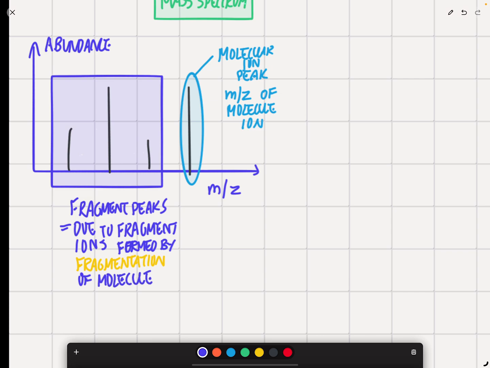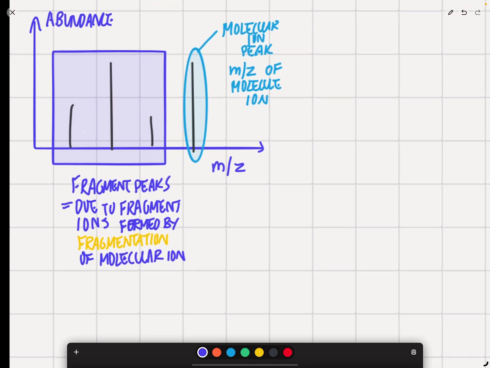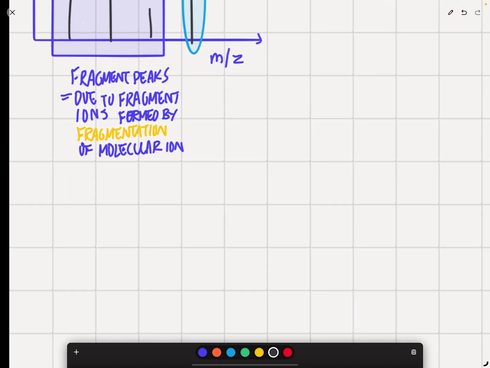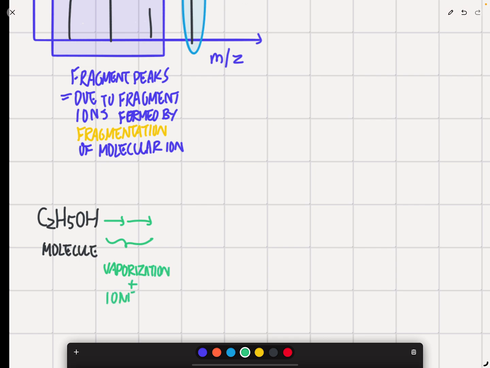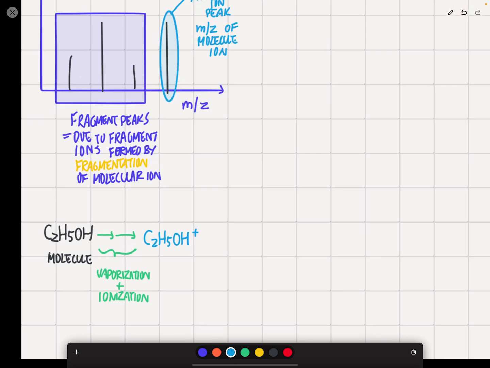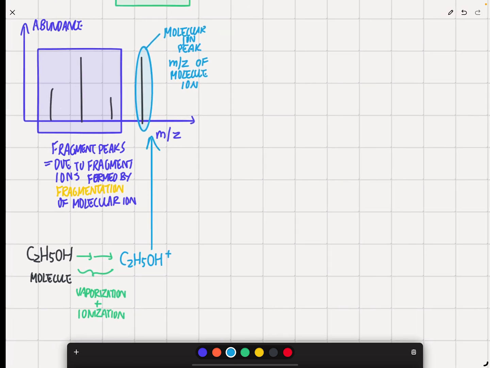So below is a very quick look of what that means. If you are studying the molecule ethanol, C2H5OH, this will be what we call the molecule. After going through the vaporization and the ionization stage, it will be turned into the molecular ion. So vaporization plus ionization. Vaporization means turning it into gas. Ionization means turning it into a positively charged ion. So at this point, we will have C2H5OH plus. This could, for example, be this molecular ion, and it will produce that molecular ion peak.